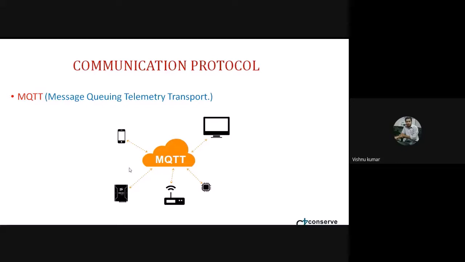Next is the communication protocol we used here, the MQTT protocol. We know about that. We can communicate between two devices, whether the device is an IC or any other device, a phone or laptop, whatever it is. We can enable the MQTT protocol with an appropriate interface like Wi-Fi.